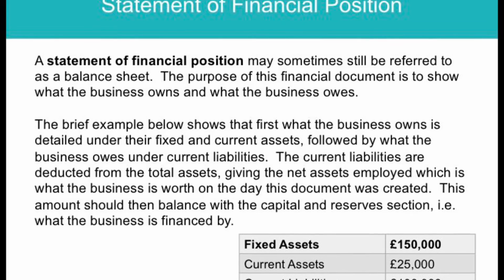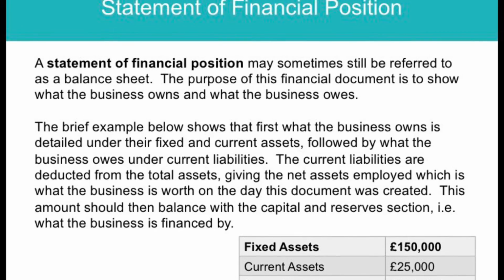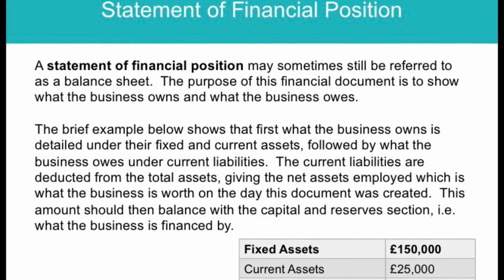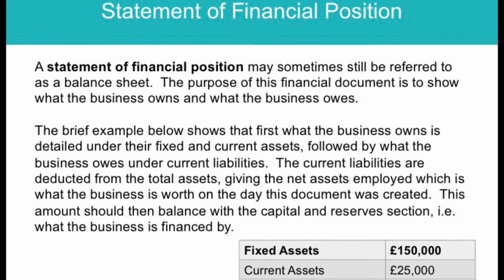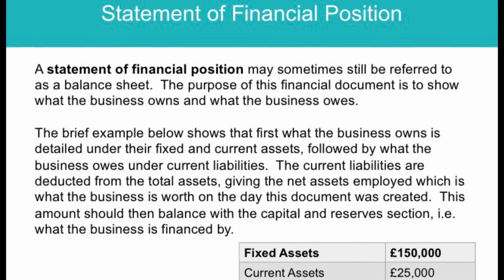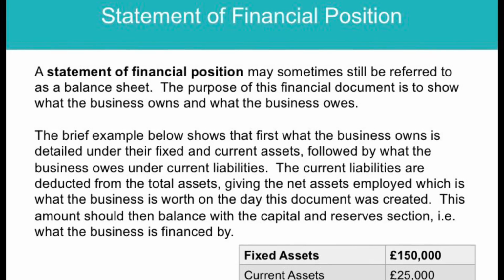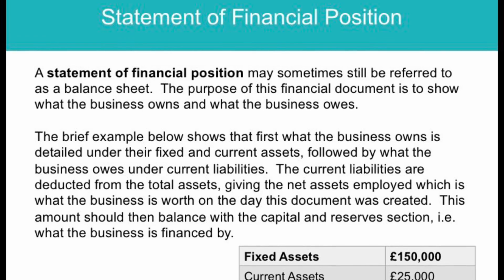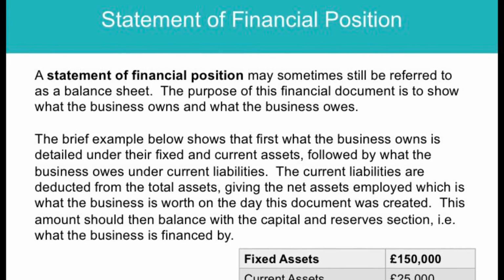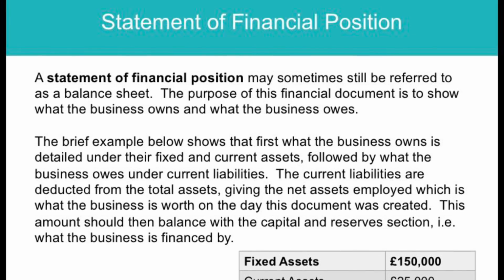Your statement of financial position may sometimes still be referred to as a balance sheet, which talks about your assets and liabilities. The purpose of it is to find out what the business owns and what the business owes, which is the liabilities. The current liabilities are deducted from the total assets, giving the net assets employed, which is what the business is worth at the end of the financial year. This amount is then balanced with the capital and reserves section. So again, it's important to analyse what these figures mean.